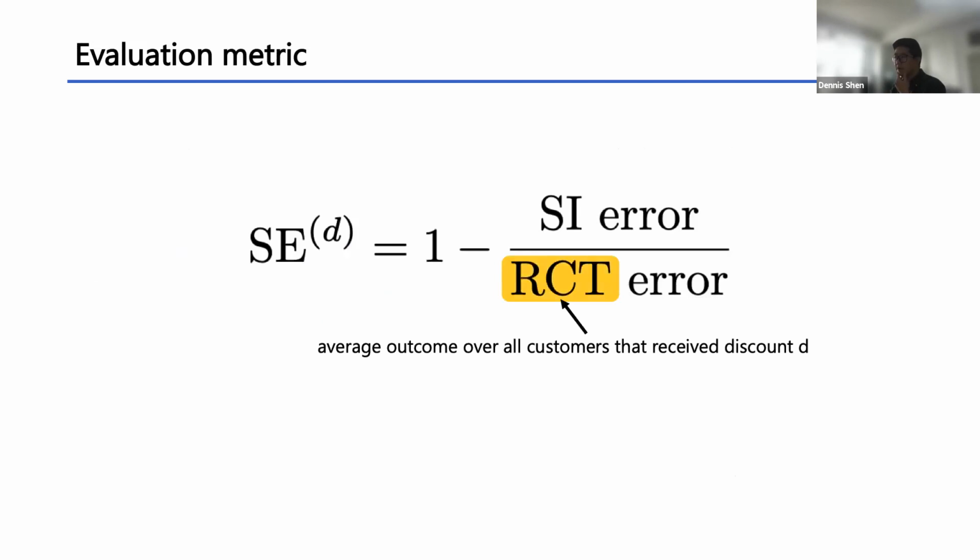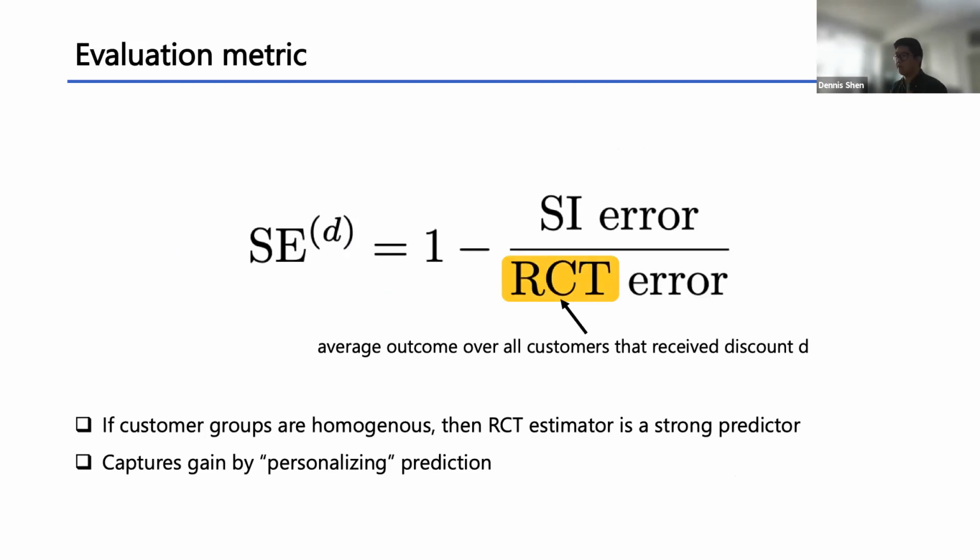And to quantify the utility of our approach, we're going to use the following modified R-squared statistic, where the numerator represents our squared error associated with the SI algorithm, and the denominator represents the squared error associated with the RCT estimator, which is really just going to take the average outcome across all the customers that received discount D. So if the customers were homogeneous, then the RCT estimator will be a good predictor of the causal estimate. As a result, the denominator is going to be small and the overall squared error will be small as well. In effect, this metric captures the gain by personalizing prediction to your target customer group and intervention. And so the more positive this value is and the closer it is to 1, the more utility is to be gained from personalization.